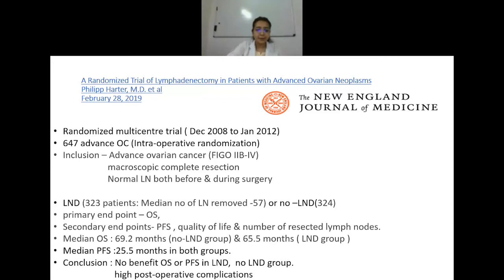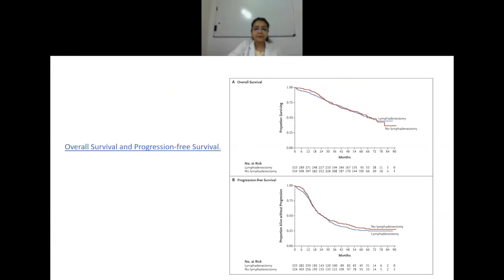Amongst these, the most important and statistically significant were the incidence of repeat laparotomies, where the incidence in the lymph node dissection group was 12.4% and in the no lymph node dissection group it was 6.5%, with a p-value of 0.01. The 60-day mortality after surgery was 3.1% in the lymphadenectomy group and 0.9% in the no lymph node dissection group, with a p-value of 0.04. This is the graph that shows the overall survival and progression-free survival, and it shows clearly that there is no difference between the two groups.